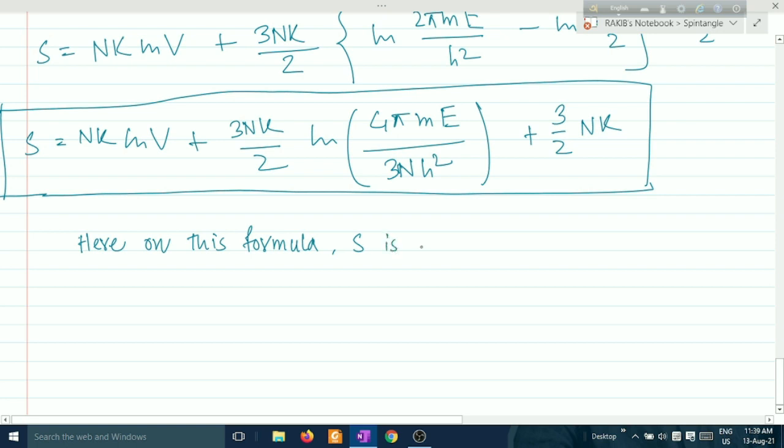S is dependent on n and v. Okay, these are called intensive variables, because the number of particles and volume are dependent. These are the intrinsic variables.